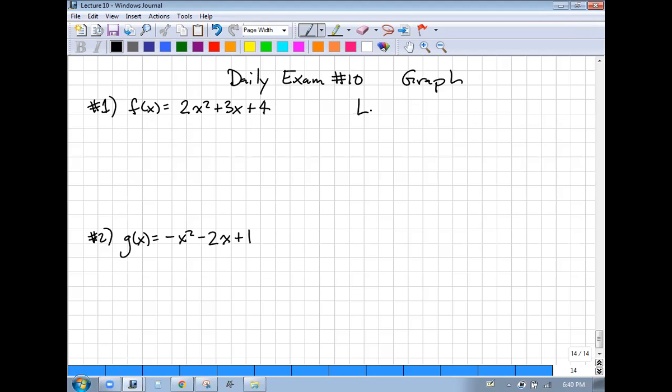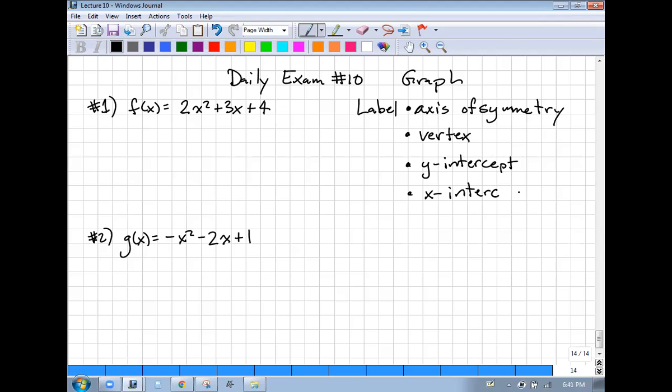Yeah. Label axis of symmetry. All right. Label that. The vertex, y-intercept, and x-intercept. Okay.